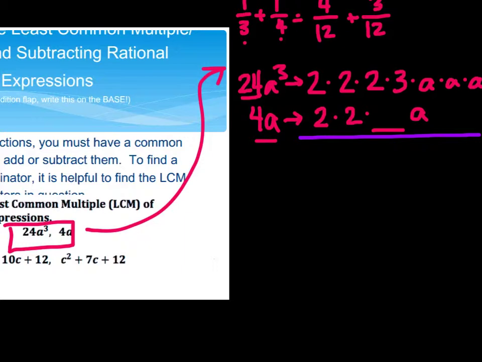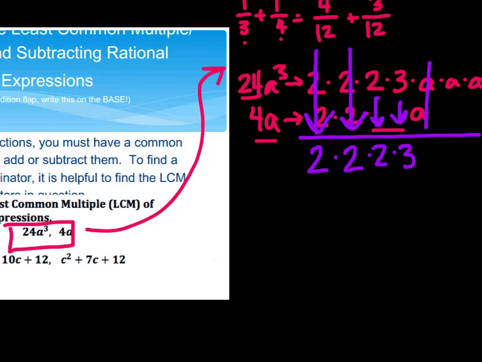To make sure that we don't end up with lots of redundancies, with all of this lined up, we have 2 sets of 2s, so we can take one. We have 2 sets of 2s here, and we're going to take another. This 2 doesn't have a partner, so it needs to come down. Same with this 3. It needs to come down. We have a set of a's, so that's going to come down. And now we have 2 more a's.